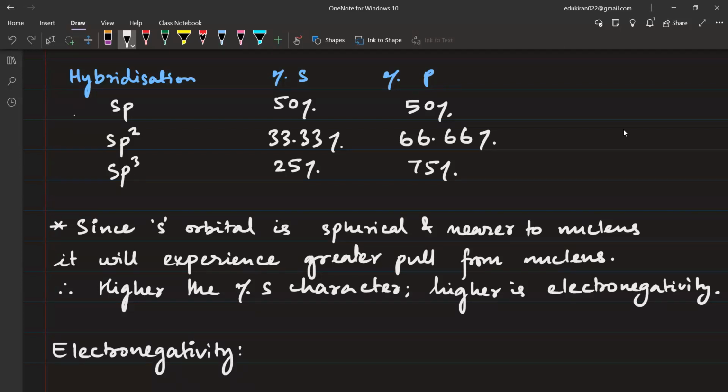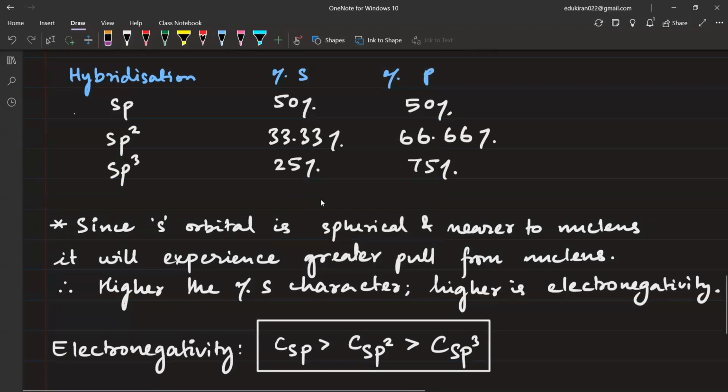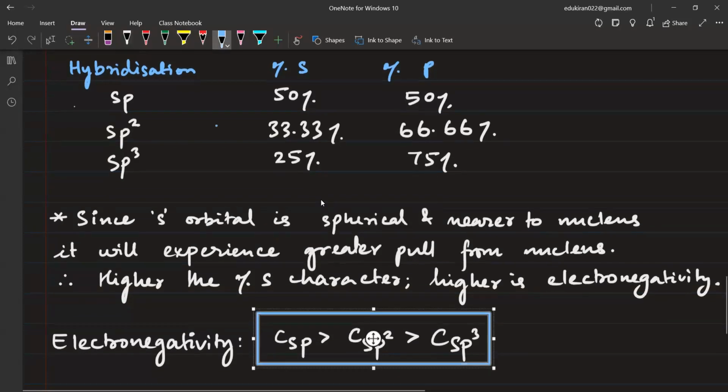Electronegativity is highest if you have carbon which is sp hybridized, followed by carbon which is sp2 hybridized, followed by carbon which is sp3 hybridized. Is this clear? All of you understood this part? Yes or no? Please tell me. Yes, sir. Write this down. Then we are going to quickly look at steric number 5 and steric number 6.